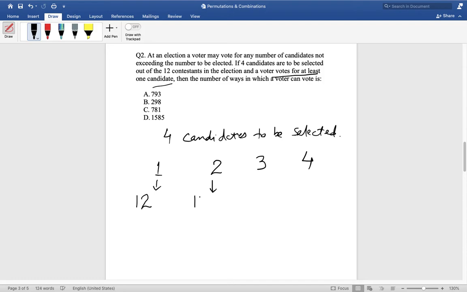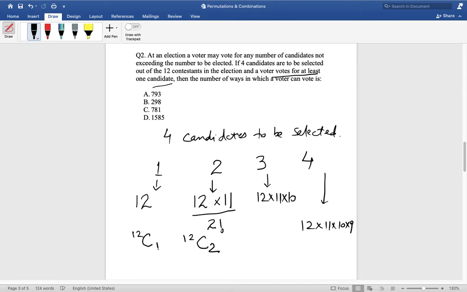In how many ways can I vote for two candidates? First, I have 12 candidates from which I can choose. Now, since I have chosen one candidate, I'm left with 11. Similarly, for 3, 12 into 11 into 10, and for 4, 12 into 11 into 10 into 9. But here's the trick in this one. I have chosen 2, but their order does not matter, so I will be dividing by 2 factorial, or this can easily be said as 12C2. The number of ways in which I can choose one candidate from 12 is 12C1. The number of ways in which I can choose 2 from 12 is 12C2.